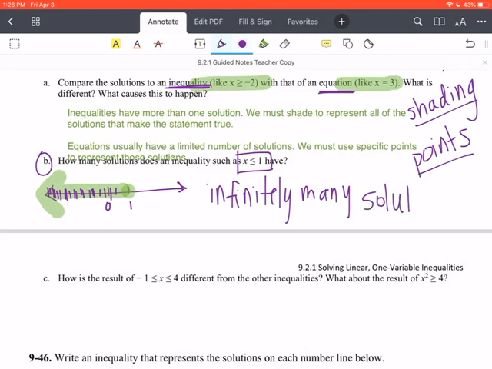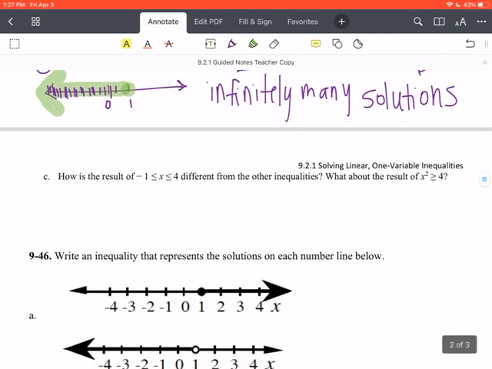Because we have to remember all of the decimals and fractions that are between the whole numbers that we so often like to focus on. Infinitely many solutions. When you shade, you are shading over thousands and millions of points.